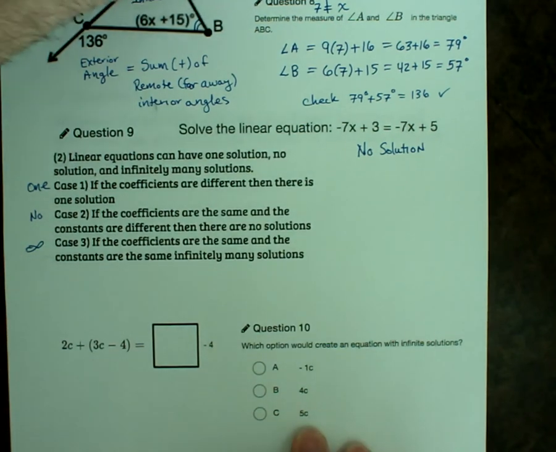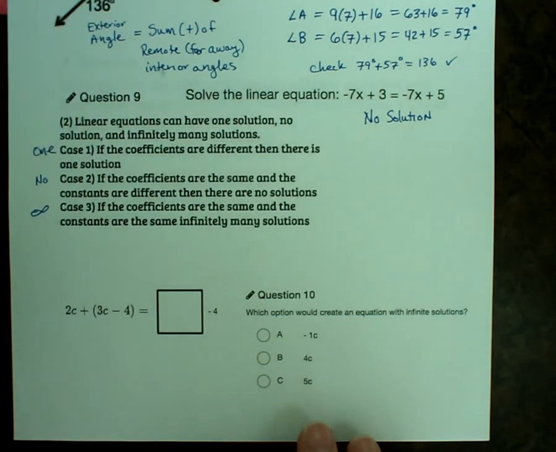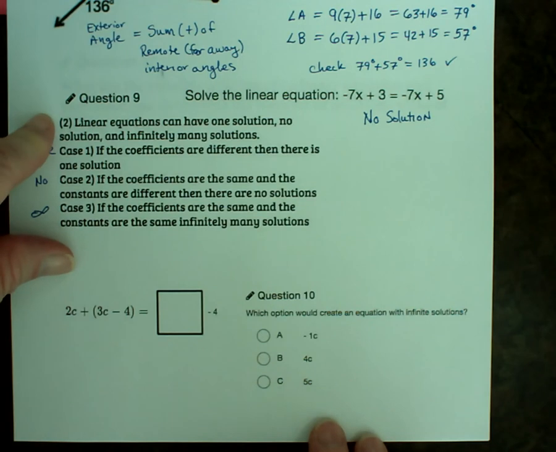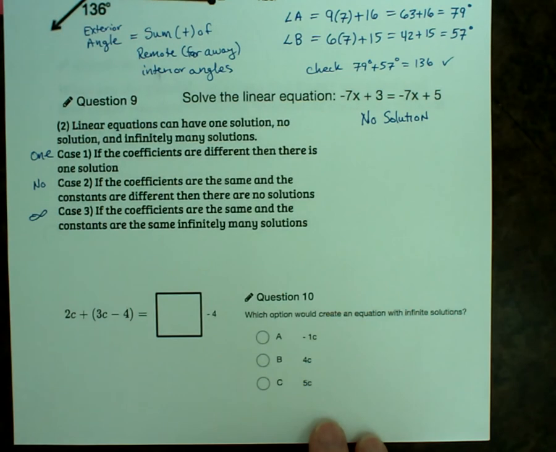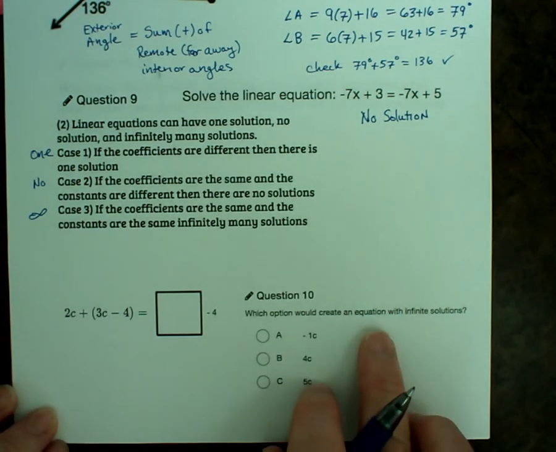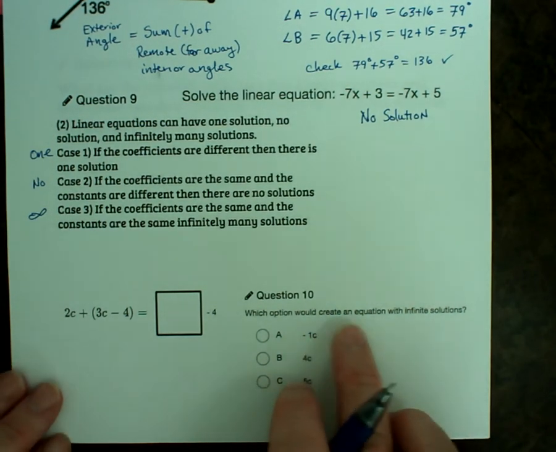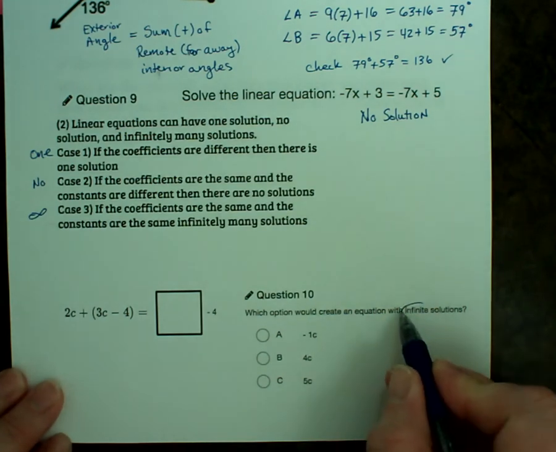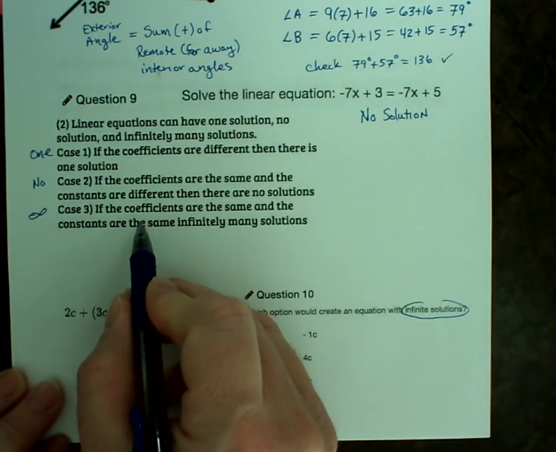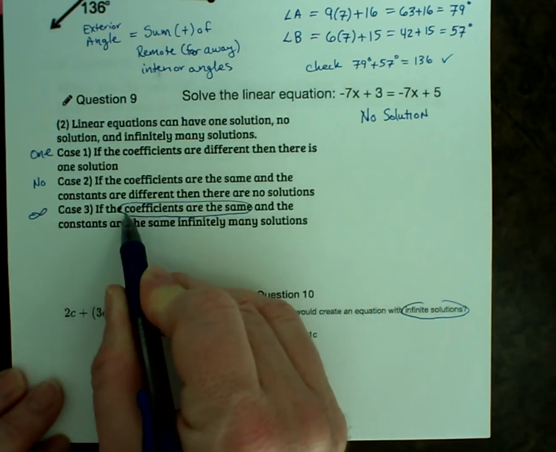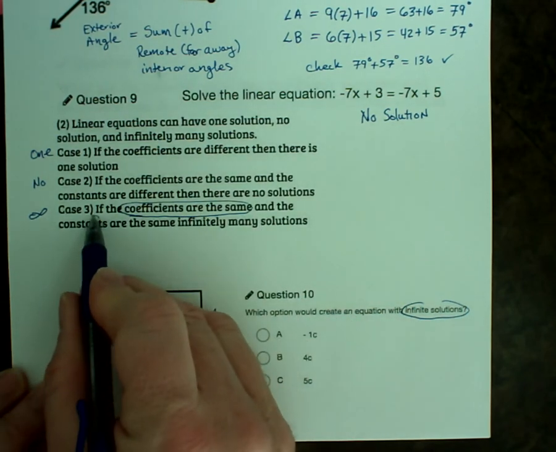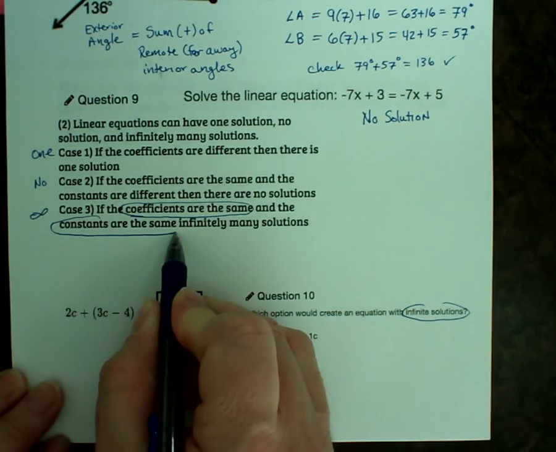This was also a relatively easy question here. Again, this was in your notes. This one says, which option would you use to create an equation with infinite solutions? So let's take a look. We need the coefficients the same, and the constants the same.